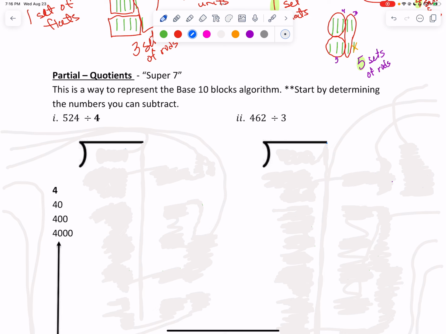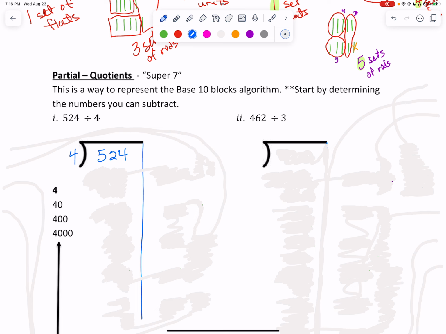So we're going to start by determining what numbers we can subtract. First thing we've got to do is put these numbers in the right place. 524 divided by 4. So we've got 524, and we are going to divide it by 4. So we're going to put our 4 here. That means we can break it up into sets of 4.